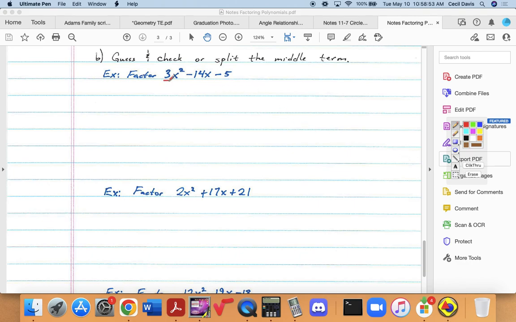What you do is you take the first coefficient and the last constant and multiply them together. That's negative 45. That becomes your target product. Oh, sorry, it was 5. I was thinking of the answer. So this is negative 15. So you want two numbers that multiply together to give you negative 15 and add together to give you negative 14.